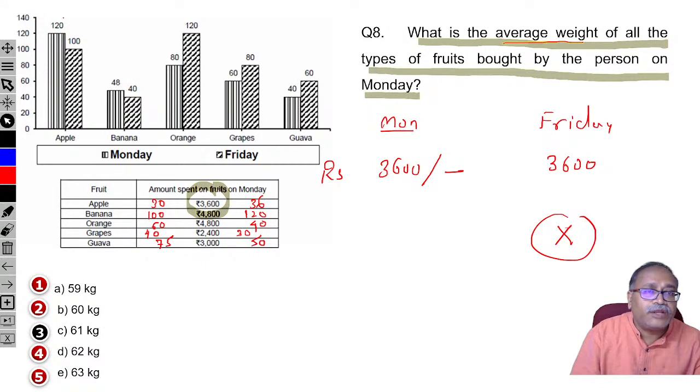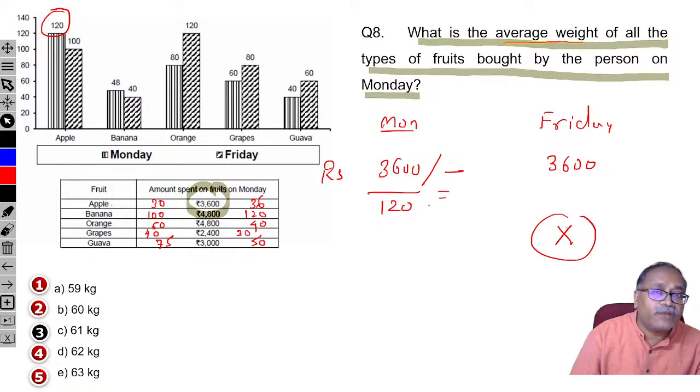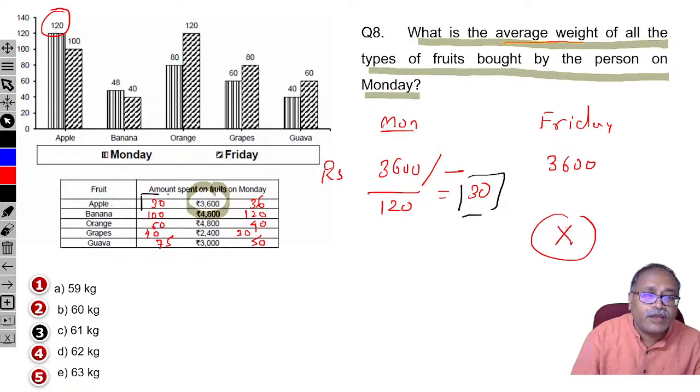And what is the price of apple? What is the price per apple on Monday? 120 rupees. So divided by 120, I will get the weight of apple on Monday. So now I notice that it will be 30. So now look at this one. This is the 30 we have already noted. And what is this 30? This is 30 kg.